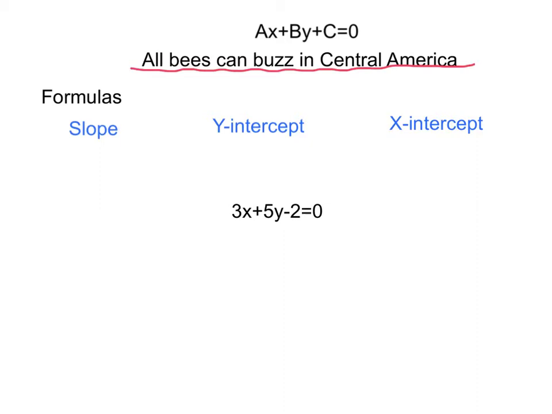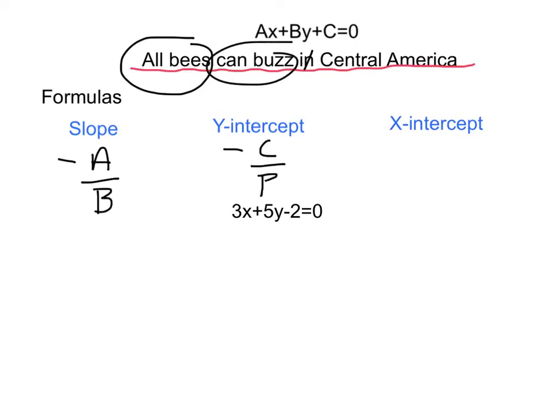All right, let's talk about the formulas that we can find from the general form, ax plus by plus c equals 0. I use the phrase, all bees can buzz in Central America. Technically, the in isn't part of it, but it's got to have a little bit of rhythm to it. So all bees represents the formula for slope, which is minus a over b. The y-intercept is can buzz, minus c over b. And the x-intercept is Central America, which is minus c over a. Now notice that these are all negative, and I always tell the add-on joke that all the bees are killer bees, and that's why all the signs are negative.